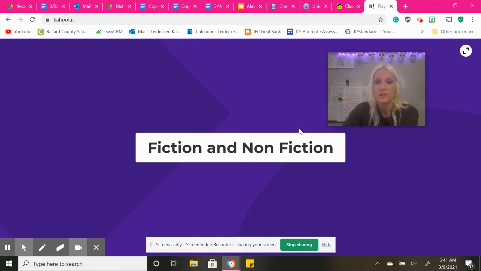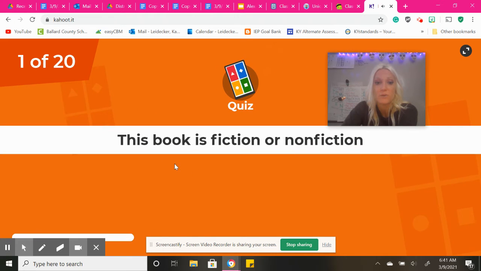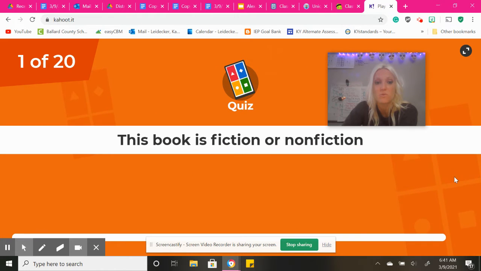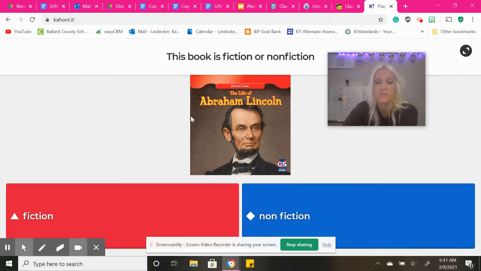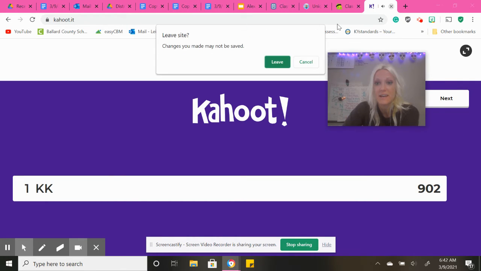So it will show here an image of a book or a movie. So we will play our quiz. This book is fiction or nonfiction. So the life of Abraham Lincoln. After you realize that nonfiction gives us facts, you will know then that the life of Abraham Lincoln is true facts. It's real talk. So that would be nonfiction. Okay. So then you complete the rest of that Kahoot game.